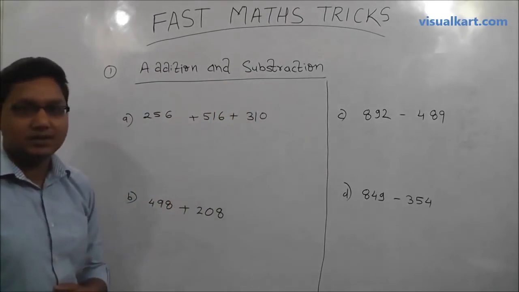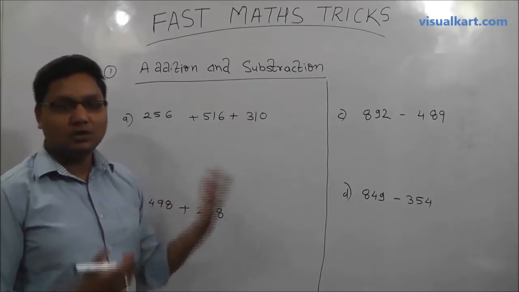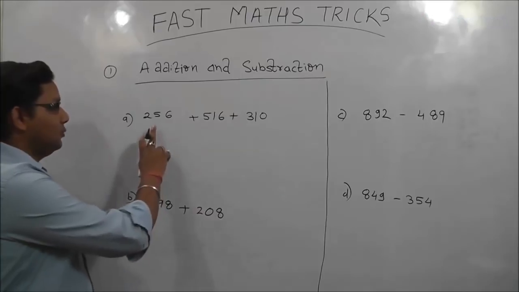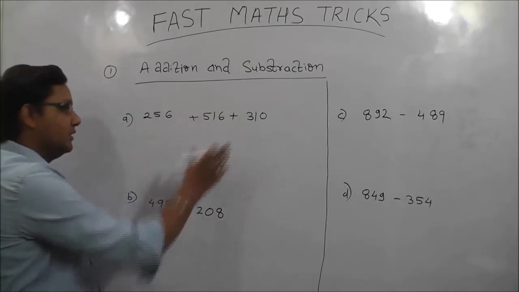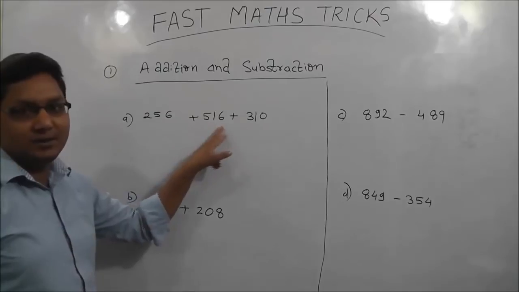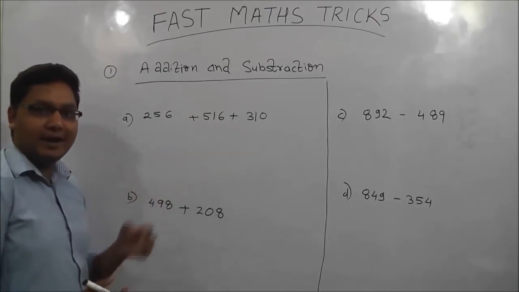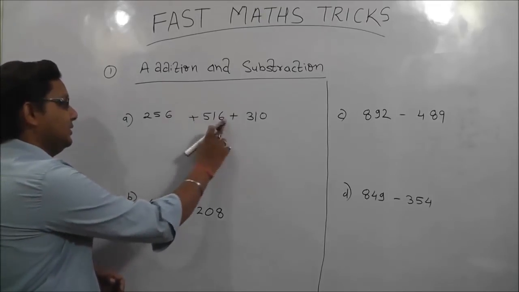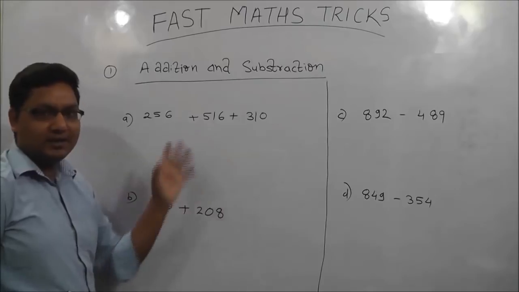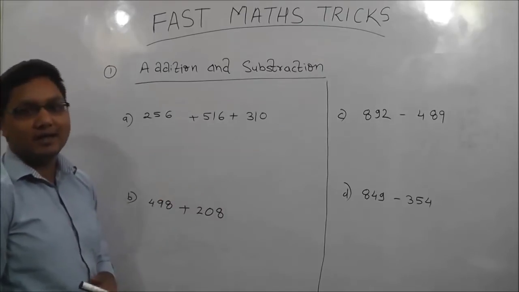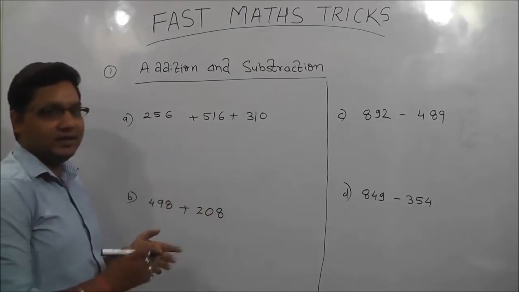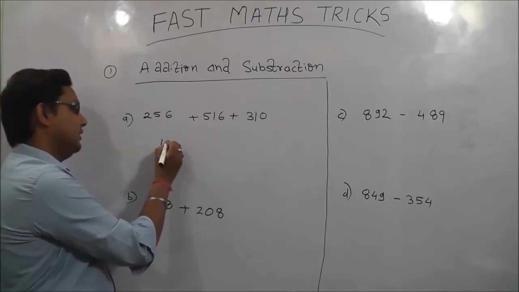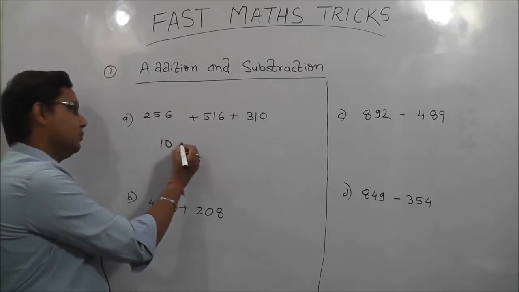In addition and subtraction, because it is a fast trick method, we will not solve it by the traditional way. We will see how to solve it by the fast trick. Suppose we add 3 numbers: 256 plus 516 plus 310. In this method we will add the numbers from the left hand side. It means 2 plus 5, 7, 7 plus 3, 10. So write here 10, and because it is the hundreds place, put 2 zeros.